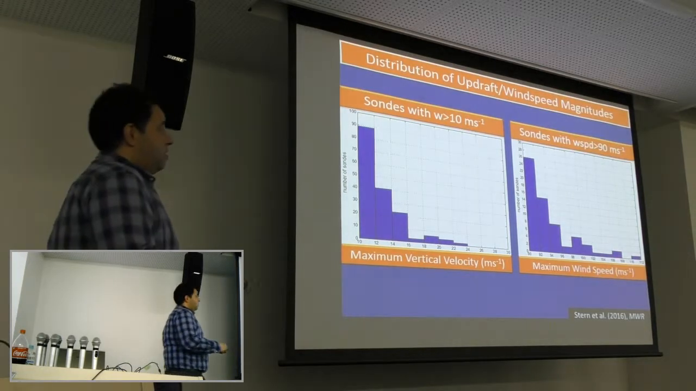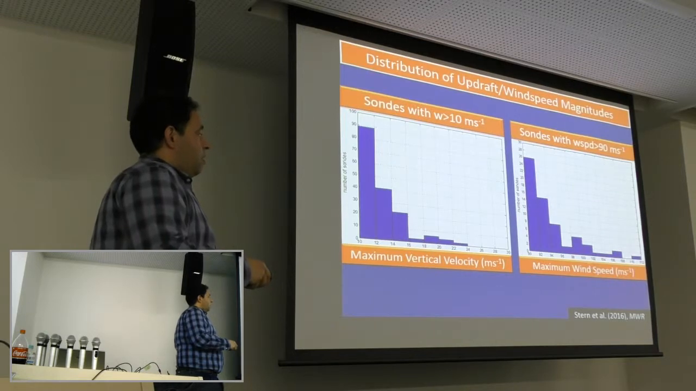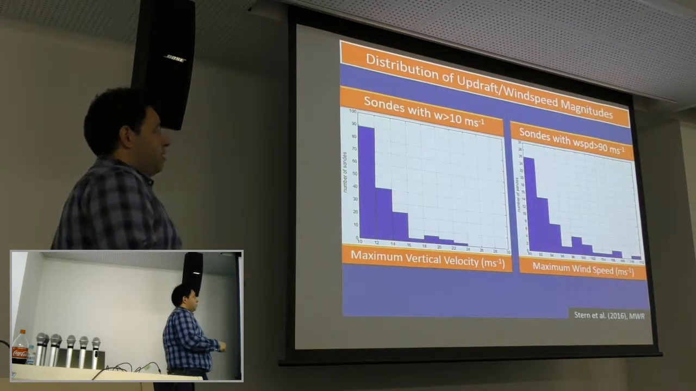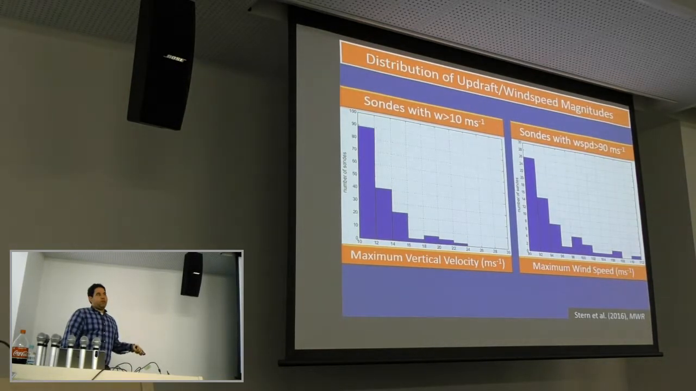And then for wind speed, most of them are between 90 and 100 meters per second, but there are 8 sondes greater than 100 meters per second. 6 of them are from Super Typhoon Megi, and the others, one from Isabel and one from Ivan. And then there have been a few sondes, I believe, from Hurricane Maria last year that also had greater than 100 meters per second.